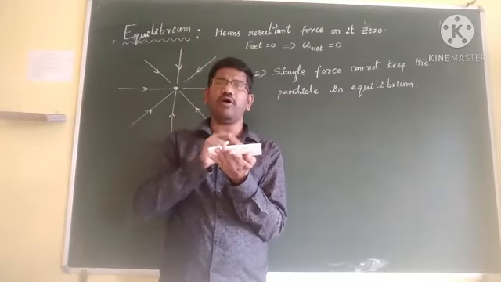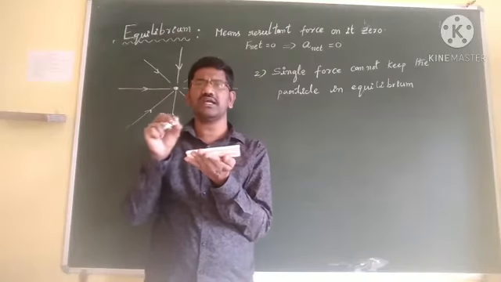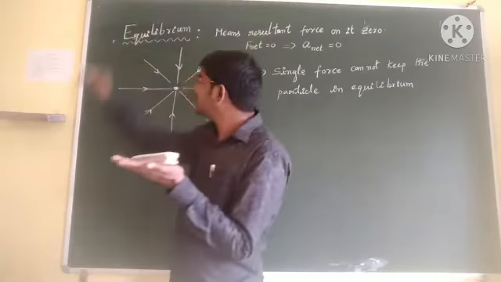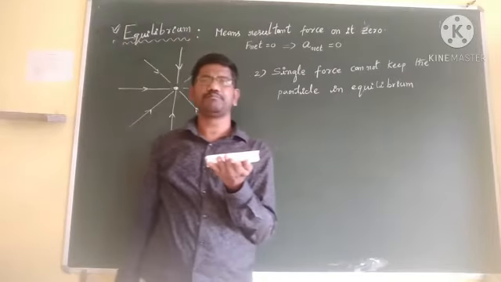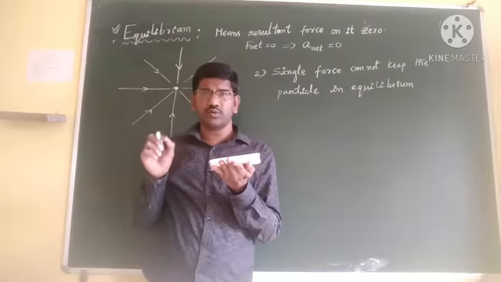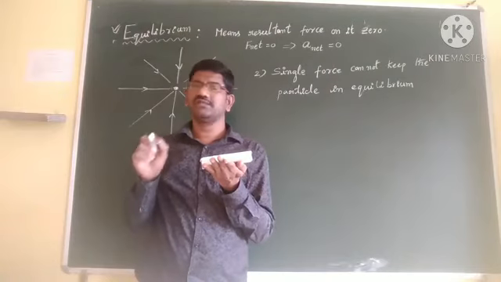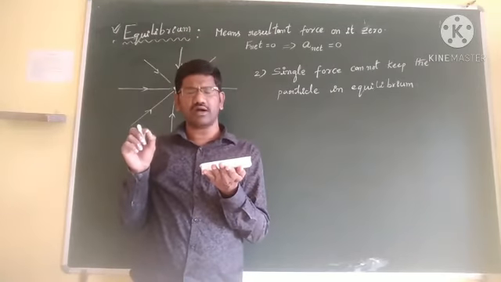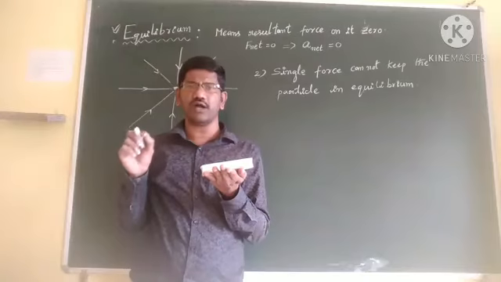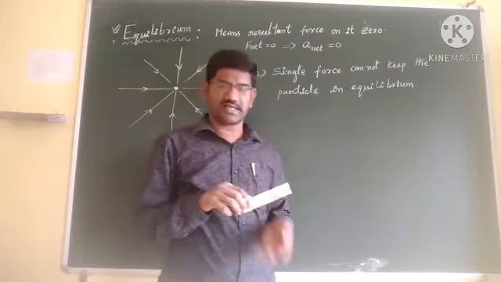If the sum of all the forces acting on the particle or the point or the object is equal to 0, then we say that the object is in equilibrium. A single force will never exist, and a single force cannot keep the particle in equilibrium also. Okay students, that is the second point.